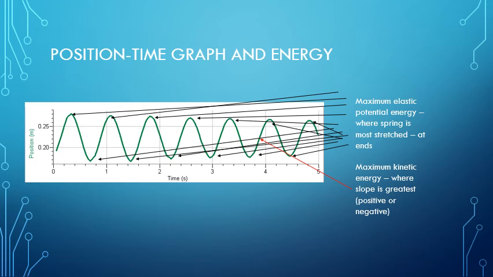And the kinetic energy is going to be where the slope is greatest. Those sections where it's at the equilibrium point, that's where the slope is greatest. You can see where all those are marked too. And again, we could pick any one of those and write down what the time is at those points.